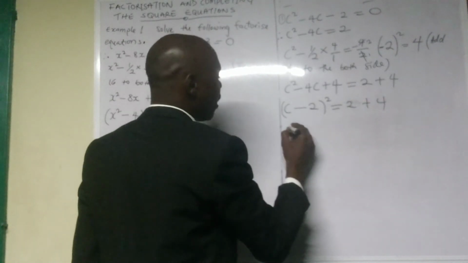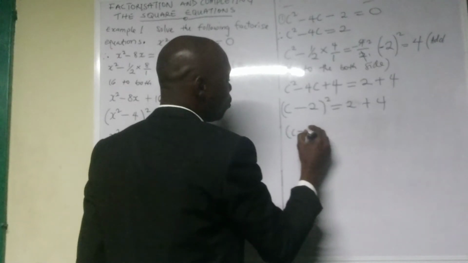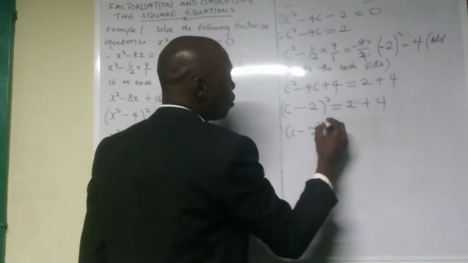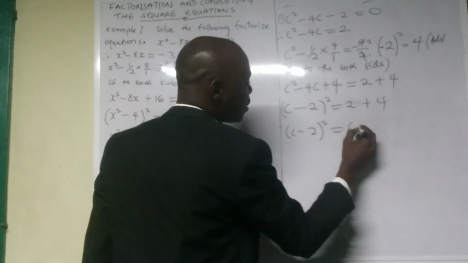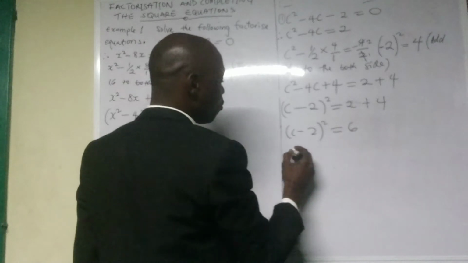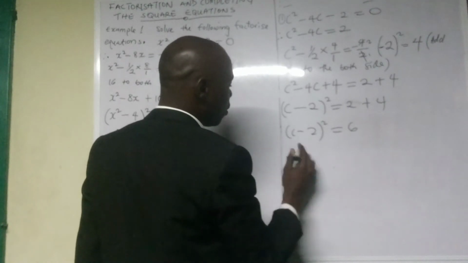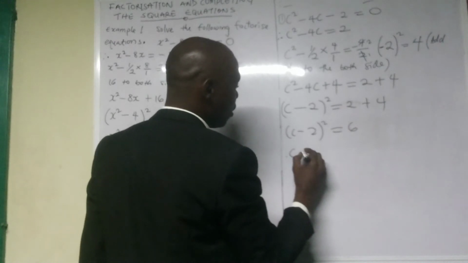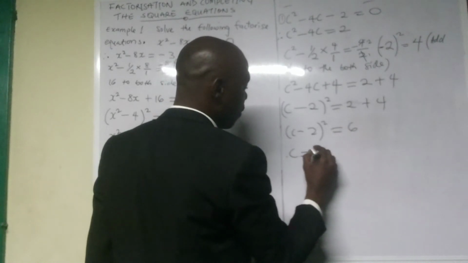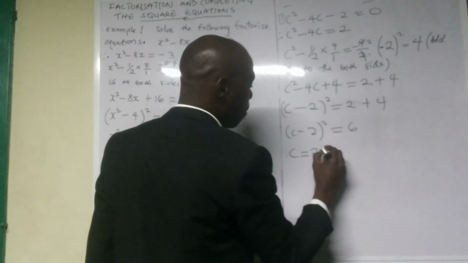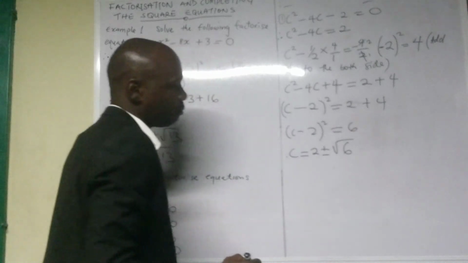So let's move further. Bracket c minus 2 equals, this one plus this one is going to give us 6. So we now pick this. It will now become c minus 2 equals plus or minus root 6.